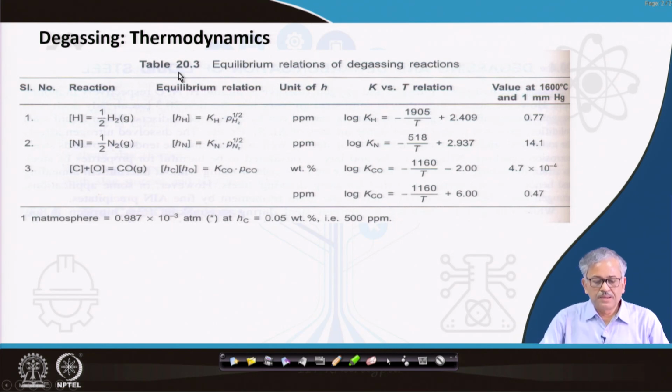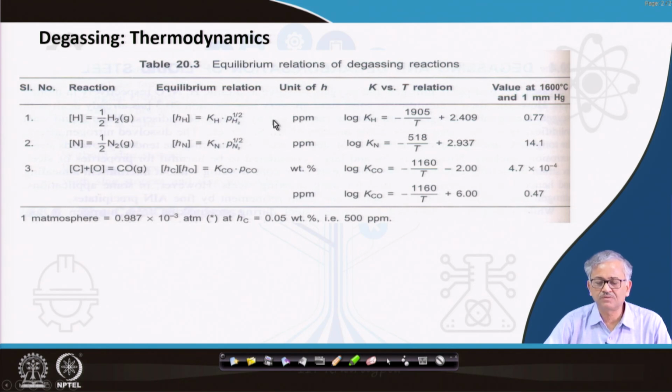This activity is with respect to the 100% standard state. The activity is directly proportional to the weight percent of hydrogen if Henry's law is valid. Now if you express the concentration in terms of ppm, then you have this relationship.